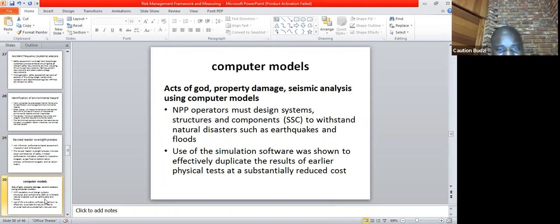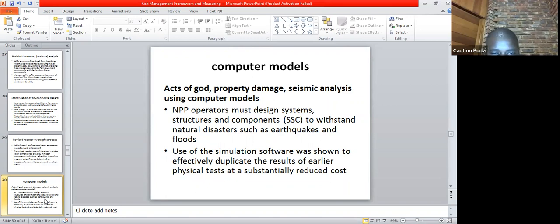Another technique is the use of computer models and systems. So there are systems and software which can be used to assess the probability of occurrence of these natural disasters using probabilistic models. So the nuclear power plant operators must design systems, structures, and components to withstand natural disasters such as earthquakes and floods.